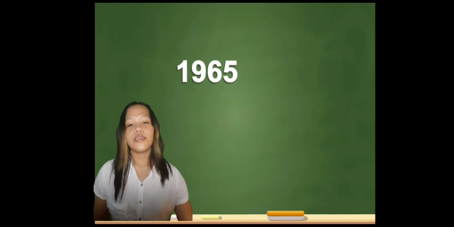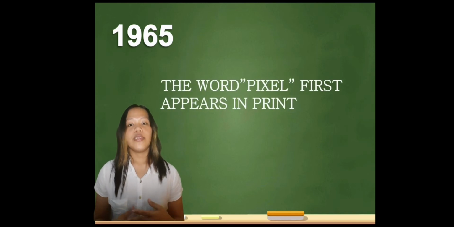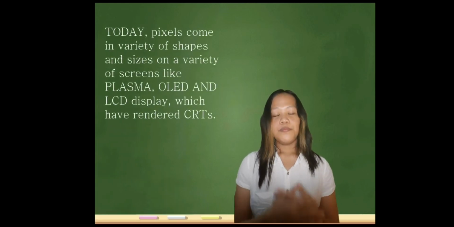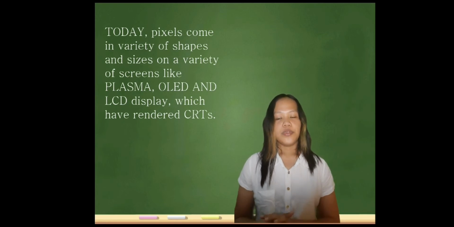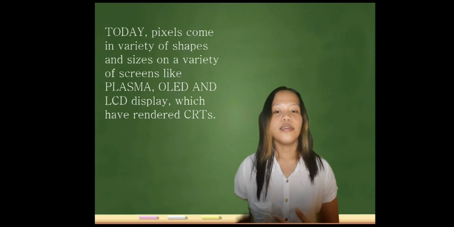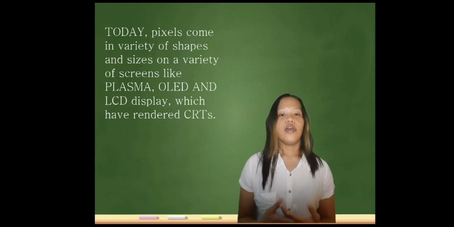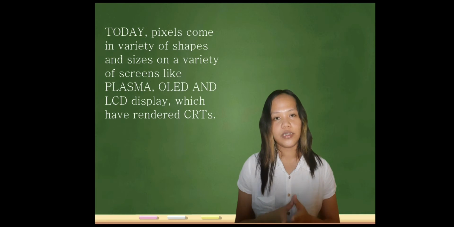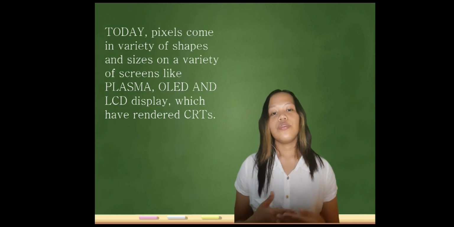In 1965, the word pixel first appeared in print. See, today pixels come in a variety of shapes and sizes on a variety of screens like plasma, OLED, and LCD displays, which have replaced the CRTs. As you can see, CRT was the first model, and later on it slowly became obsolete because of its poor, slow performance.